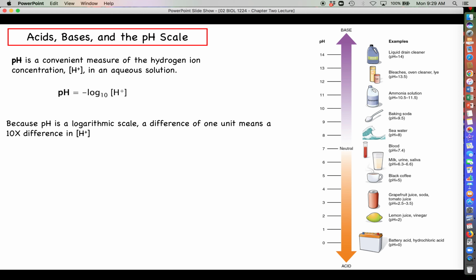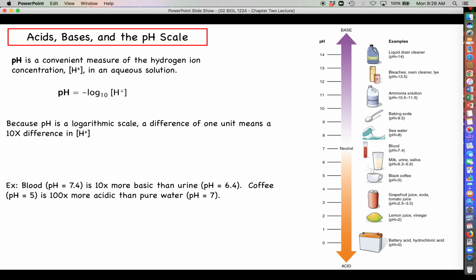Let's look at some examples so we can make sure you get the idea there. Let's do some comparisons. Number one, let's look at blood, which has a pH of 7.4, and compare that to the pH of urine, which we'll say has a pH of 6.4. So blood, 7.4, urine, pH of 6.4. That is a difference of one single pH unit, which means that blood is 10 times more basic than urine.